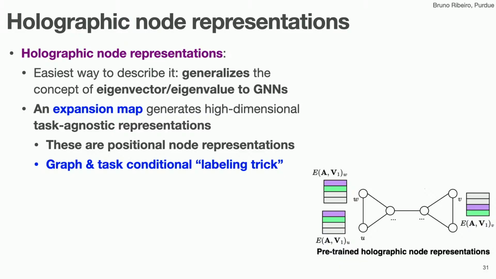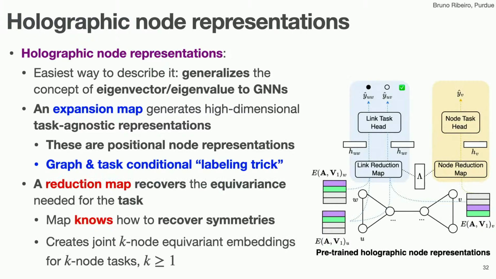So first, there is an expansion map that generates high-dimensional task-agnostic representations. These are positional node representations. They don't have any equivariances, okay? And then the labeling trick used to do them is graph and task conditional. So they depend on the task and the graph. And I'm going to explain what this means with an example in a second. And after we create these positional representations, which are multiple embeddings, not just one, they also have varying sizes. For different graphs, they may have different sizes.